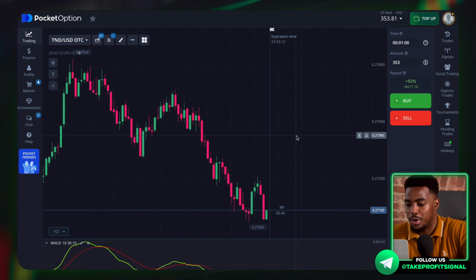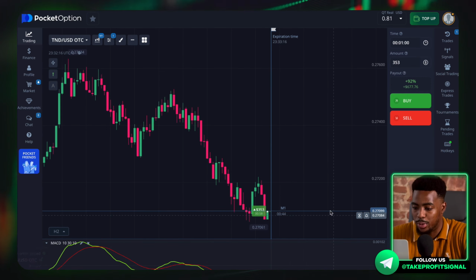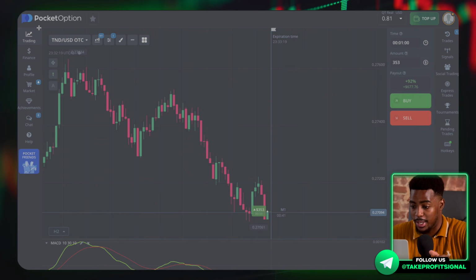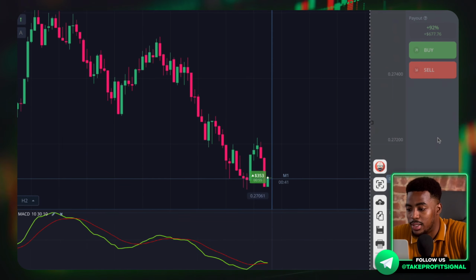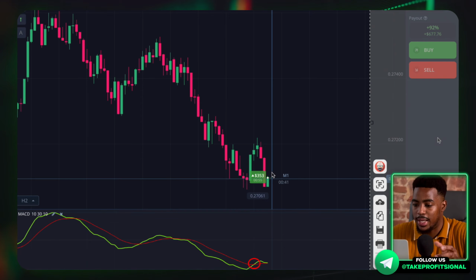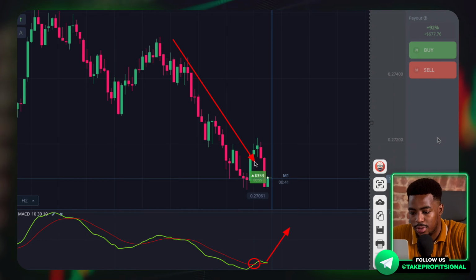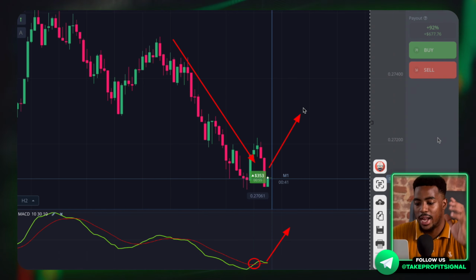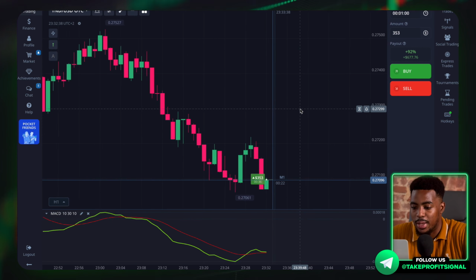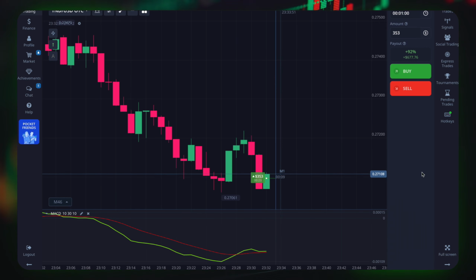I just opened this currency pair and I believe there is a good opportunity to enter a buy trade right now. There are absolutely the same reasons for opening this trade. There is a crossing in the MACD indicator, and we are likely to see an increase here. After the downtrend, we will also likely start to see an uptrend developing. So I'm opening a buy trade for 1 minute and we will wait for the result.